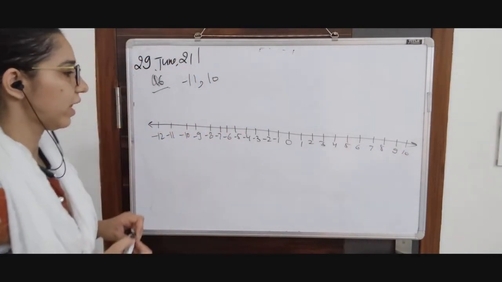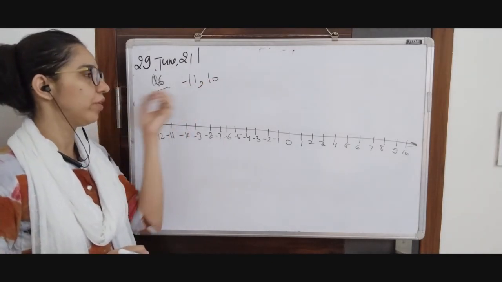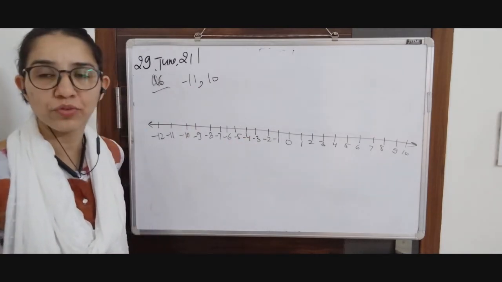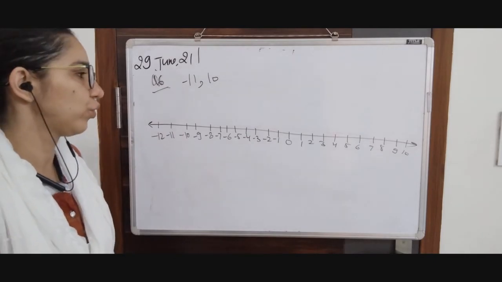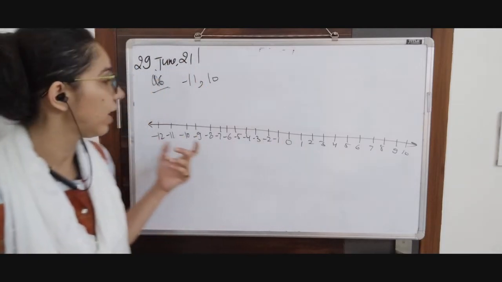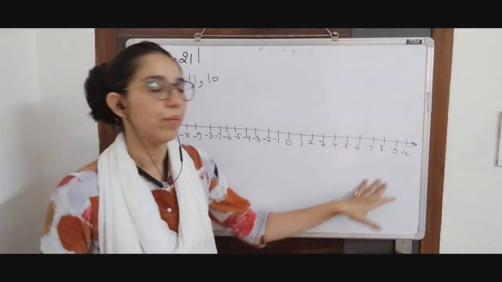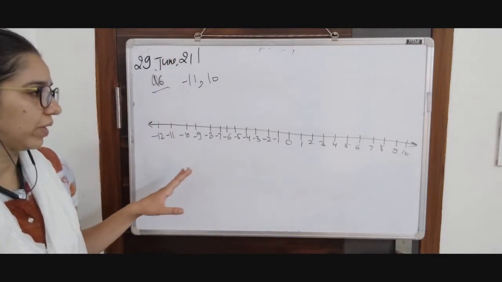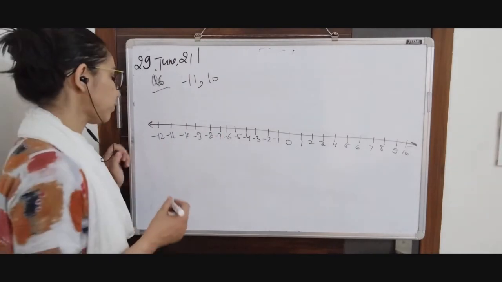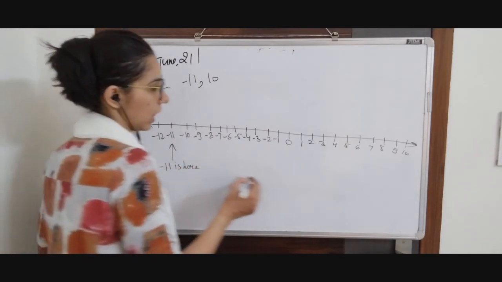How did I know that there are going to be this many divisions? I added both the numbers 10 and 11, that is 21, and plus 1 for 0, that is 22. So there should be a minimum of 22 divisions on my number line, and then only I am able to represent my -11 as well as my 10 on the number line. You will use your ruler and pencil for representation of the number line. So in this, -11 is here and your 10 is here.